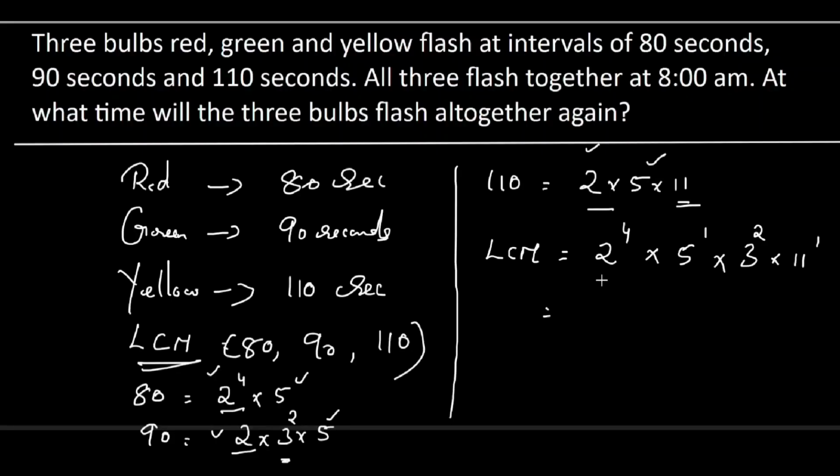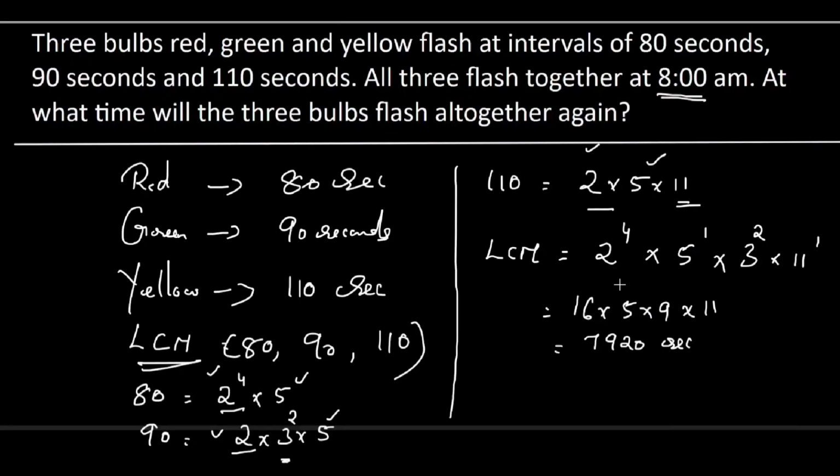Right? So 2 raised to the power 4 into 5 raised to the power 1 into 3 raised to the power 2 into 11 is 16 multiplied with 5, multiplied with 9, multiplied with 11. The answer will be 7920 seconds. But at 8 a.m. the 3 flash together, right?